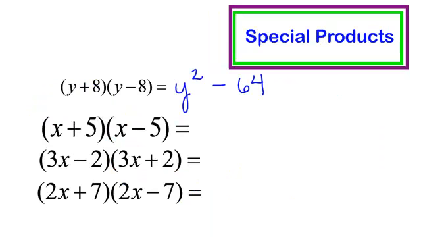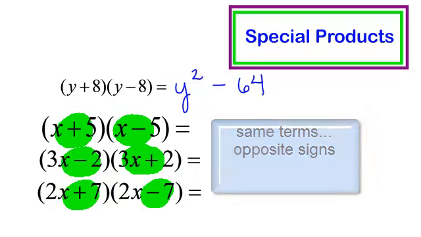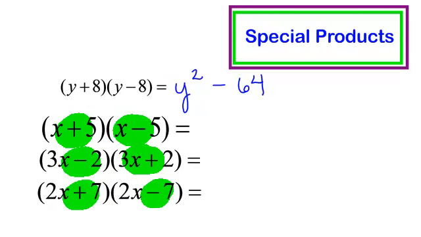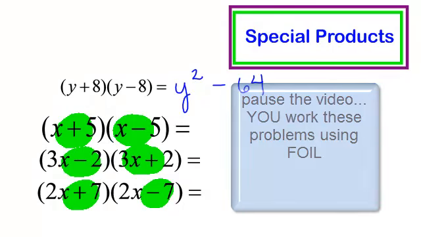We have a few more problems to do now. I have x plus 5 times x minus 5. Notice we have the same terms, but we have a positive and a negative. I have 3x minus 2 times 3x plus 2, same terms, opposite signs. 2x plus 7 times 2x minus 7. Now I want you to turn off the video and work FOIL on all of these problems. Go ahead, turn off the video, do the FOIL and then turn it back on.